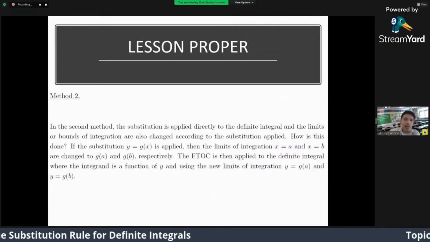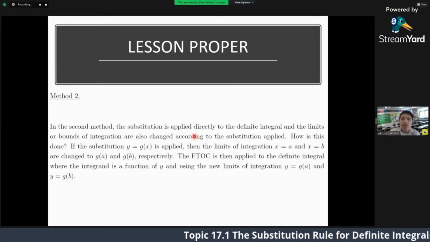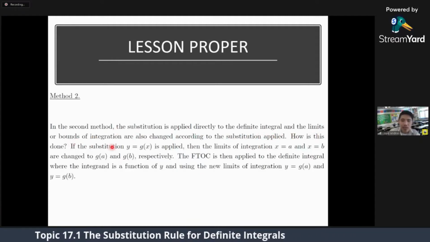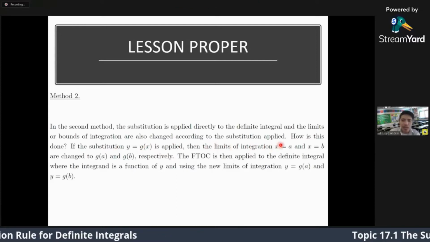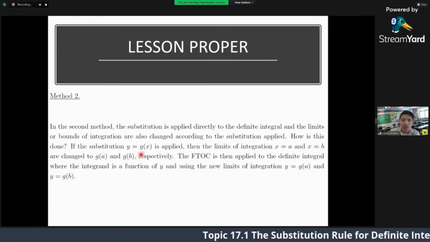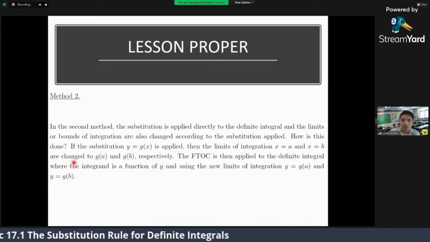For the second method, in this method, the substitution is applied directly to the definite integral, and the limits or bounds of the integration are also changed according to the substitution applied. How is this done? If the substitution y equals g of x is applied, then the limits of integration x equals a and x equals b are also changed to g of a and g of b respectively.